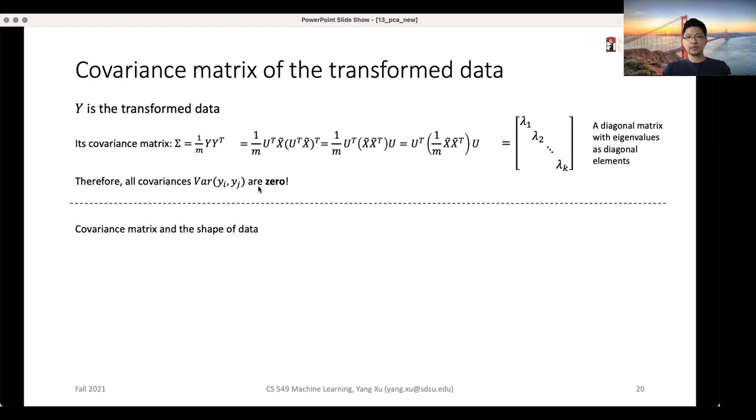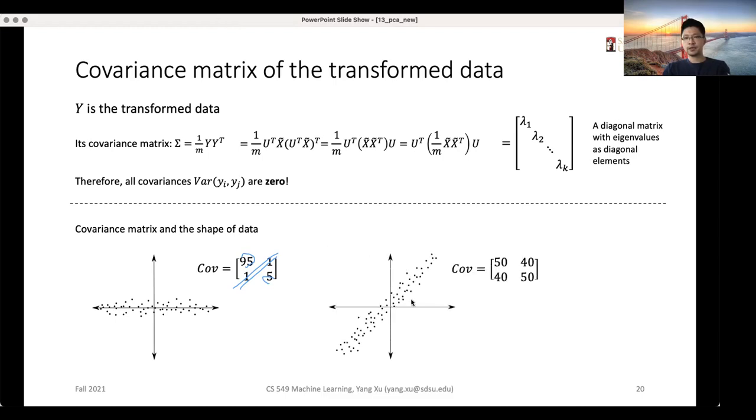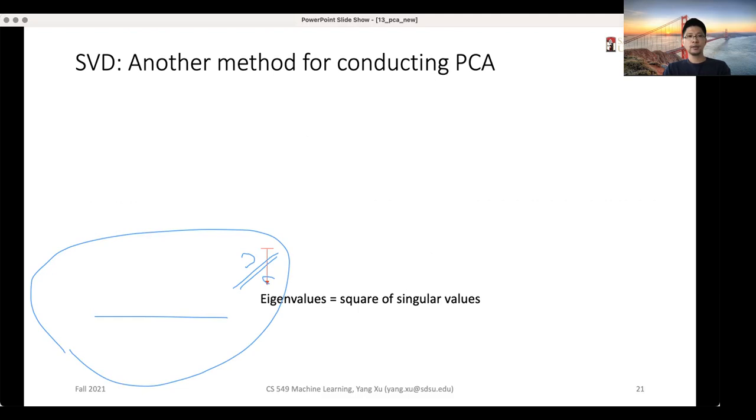So the covariance matrix and the shape of the data are actually related. Say in this example, if our covariance matrix looks like this, it means the features only correlate with themselves. There's no significant covariance, so the data may look like this, which means the different features don't have correlations. And if it looks like this, it means x1 and x2 have significant correlations. And usually for visualization purposes, we would like to see something like this, because those features are more dominant features to interpret.